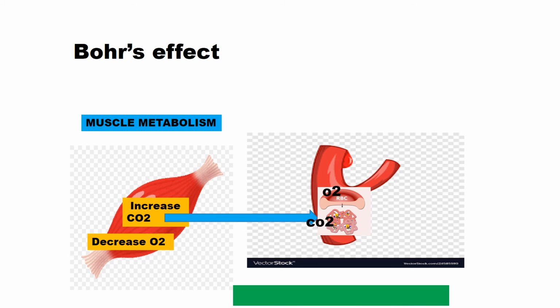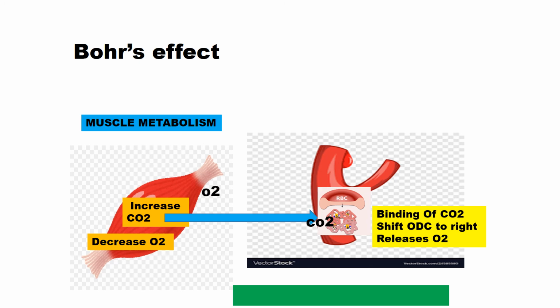This carbon dioxide then combines with hemoglobin, which is present in the RBC, to form carbaminohemoglobin. This combination results in the release of oxygen from the sites because the affinity is decreased and there is shifting of the curve towards the right side. The released oxygen then goes to the muscle and is taken up by the actively contracting muscles.